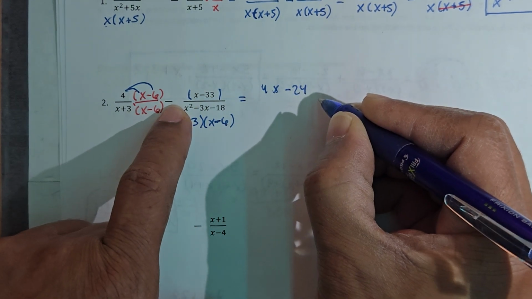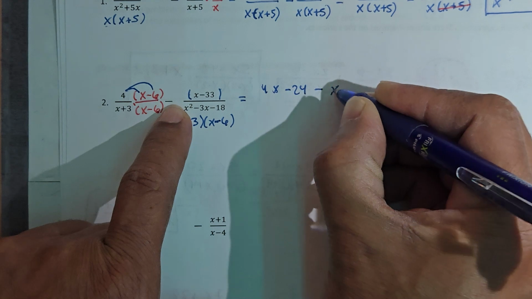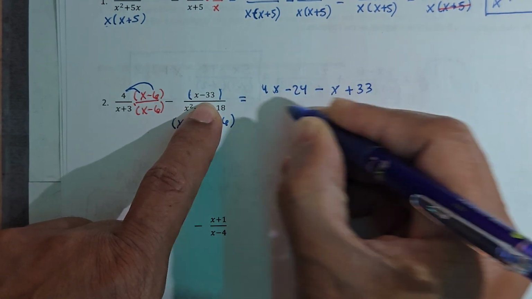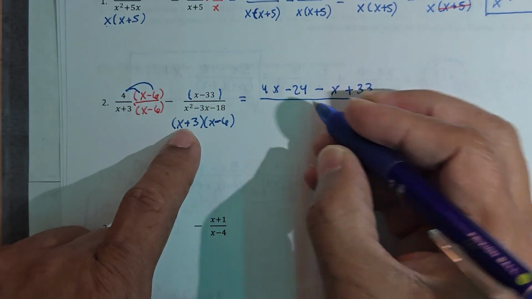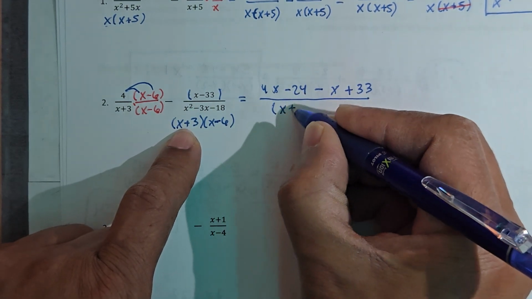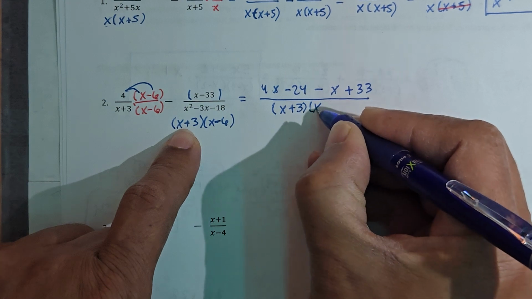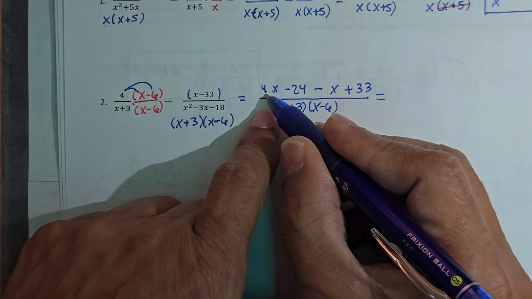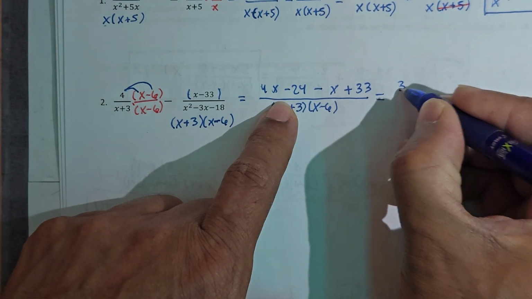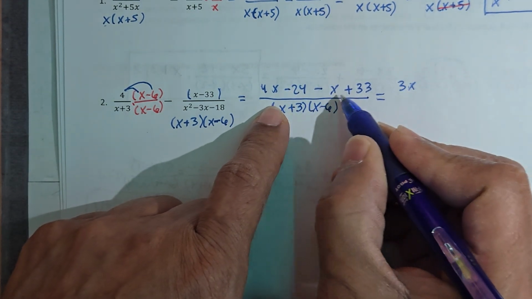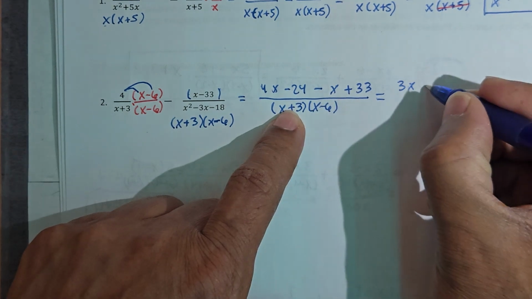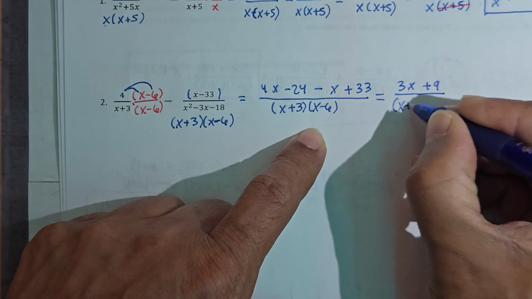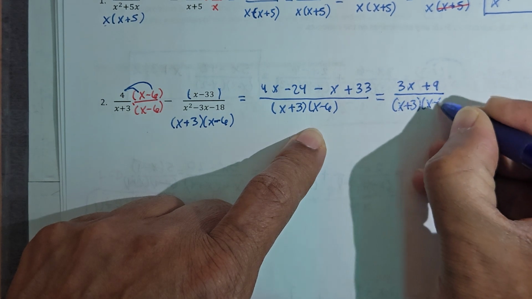And then I'm going to distribute this negative, so minus the x, this x becomes negative, and that 33 becomes positive, because you have negative times negative. And then the denominator, now we have the same denominator: x plus 3 times x minus 6. And then combine like terms in the numerator. So we have 4x minus 1x, that's equal to 3x. Negative 24 plus 33, that's equal to 9. So 3x plus 9 over x plus 3 times x minus 6.